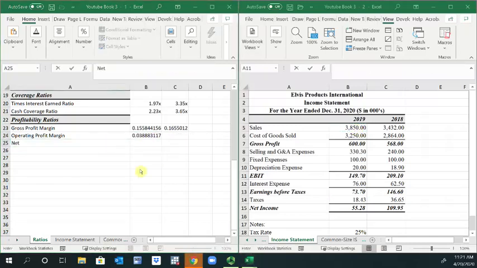Third one is net profit margin. This is equal to the very bottom, net income divided by sales at the very top.